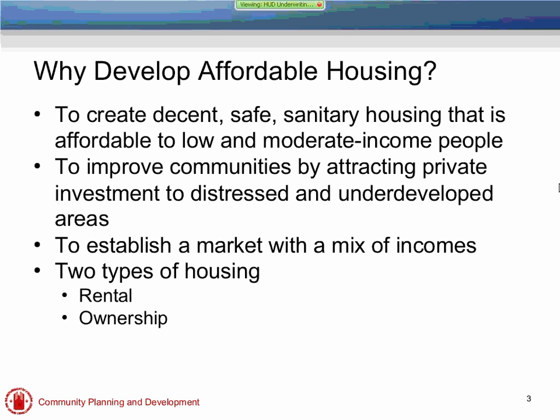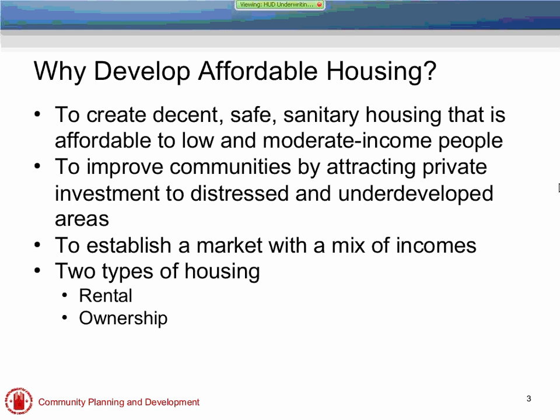So why do we develop affordable housing? We're looking to create decent, safe, sanitary housing for affordable, low and moderate income people. What we want to do is integrate affordable housing into the communities we're working in along with market rate housing. We're looking to establish a market that has a mix of incomes and improve these communities by attracting private investment into the underdeveloped areas.